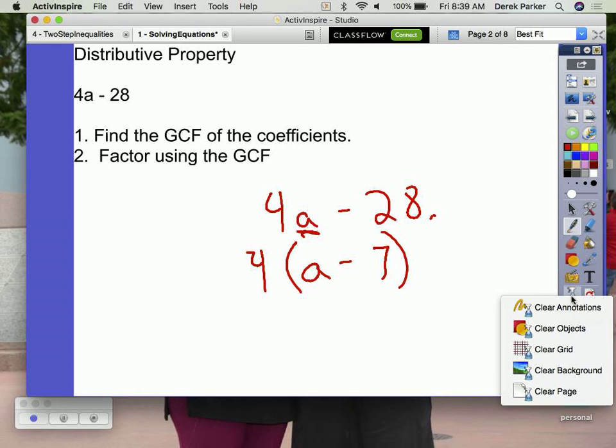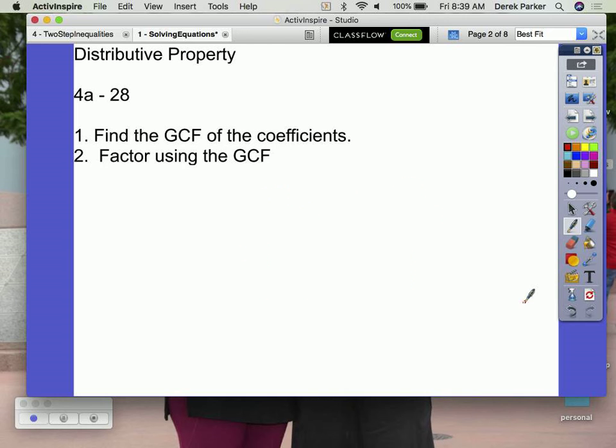Now, I'm going to try another one. If I had 5x plus 25, my greatest common factor is 5. 5 goes on the outside. x goes on the inside. 25 divided by 5 is 5. There is my answer there.